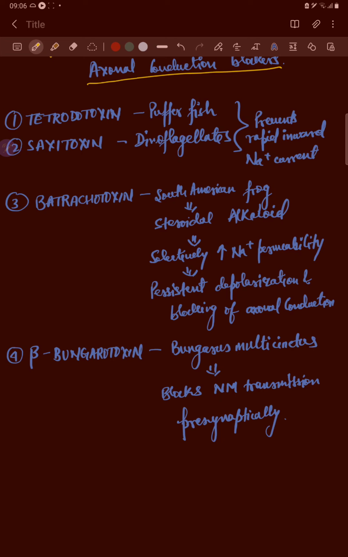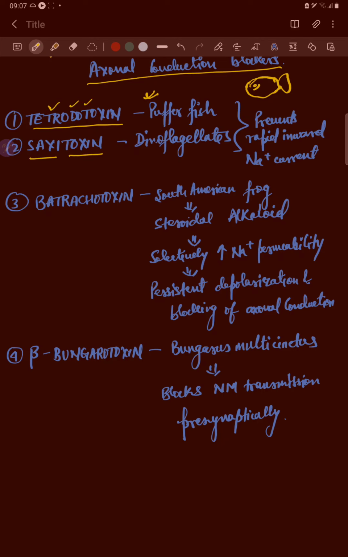But the axonal conduction can be blocked by a few toxins. What is the most important one? Tetrodotoxin. It is collected from the puffer fish. The puffer fish, the fish that swells up when touched. So this is the puffer fish, right? The toxin which is derived is tetrodotoxin.